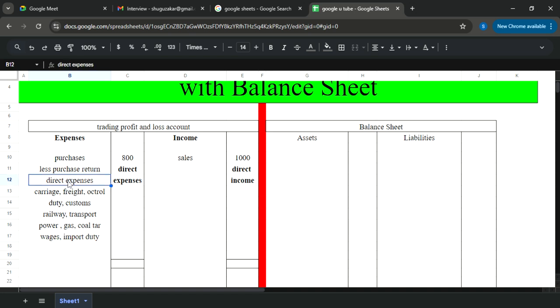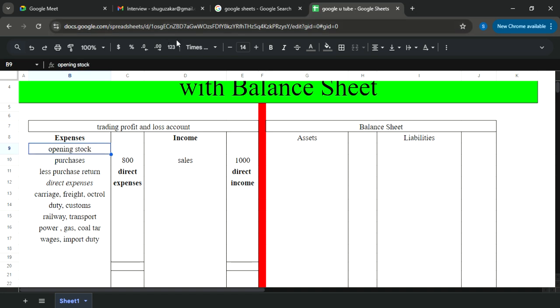You will start with the purchases, and here you have written the headings of direct expenses, carriage, freight. All these expenses are actually transport expenses. If you want to know the literal meaning, you can take your dictionary to translate it. While carriage, freight, octroi, duty, customs, railway, transport, power, all these expenses would have this fixed place. Left page and upper portion, it is fixed for direct expenses. Different examples I have given for direct expenses.